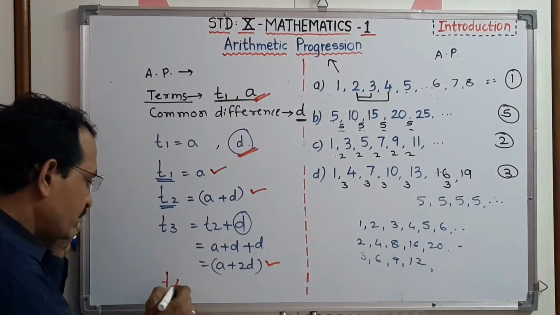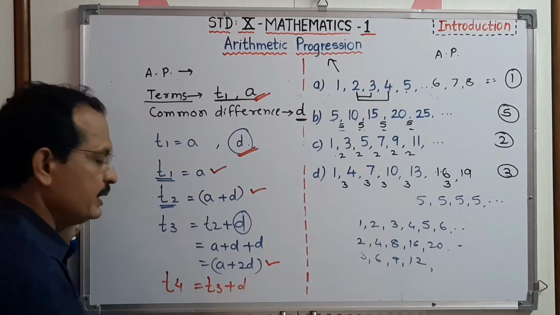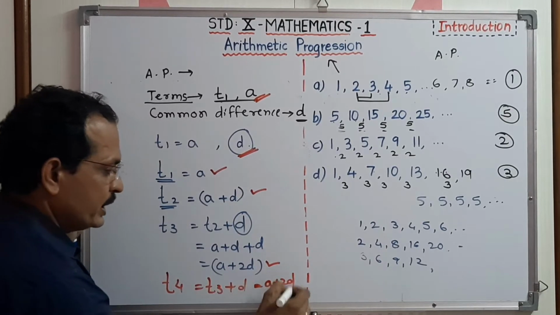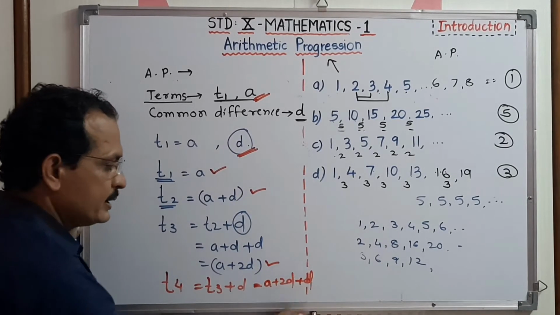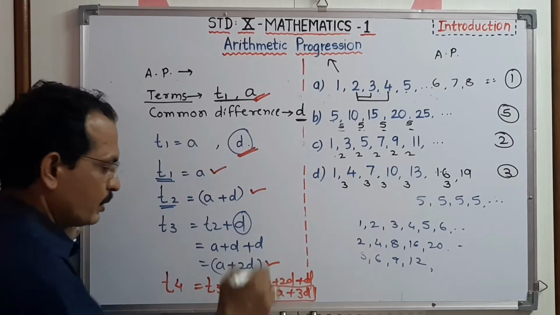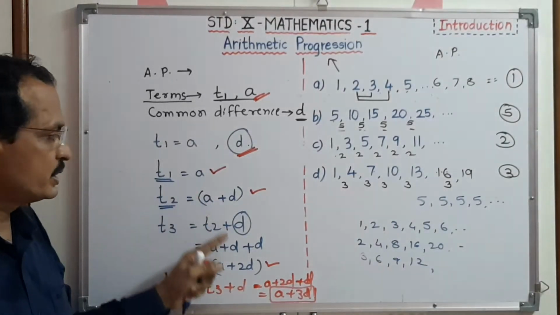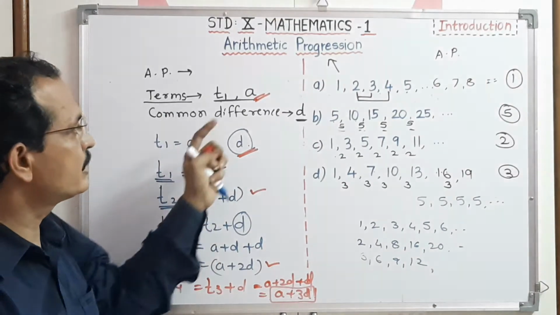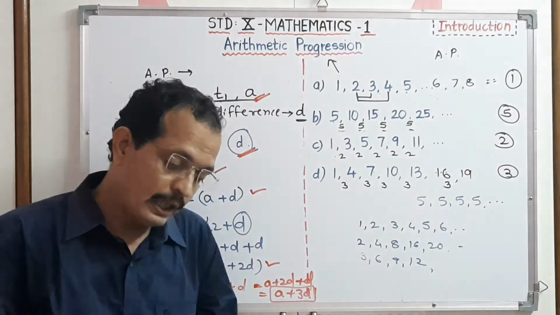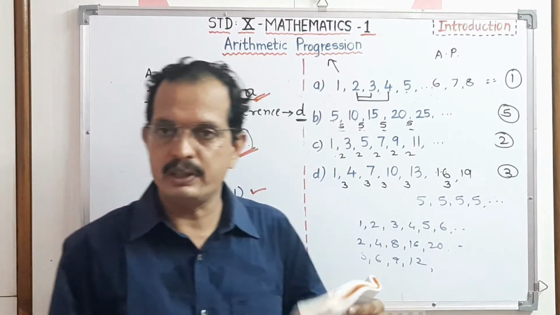Can we find out? Tell me the T4. T4 will be T3 plus D. Now what is T3? T3 is A plus 2D, and to that we have to add this D, therefore it is A plus 3D. Got it? Therefore we can find out any term of a sequence by using this. If we know the common difference and the first term, we can write down any arithmetic progression.